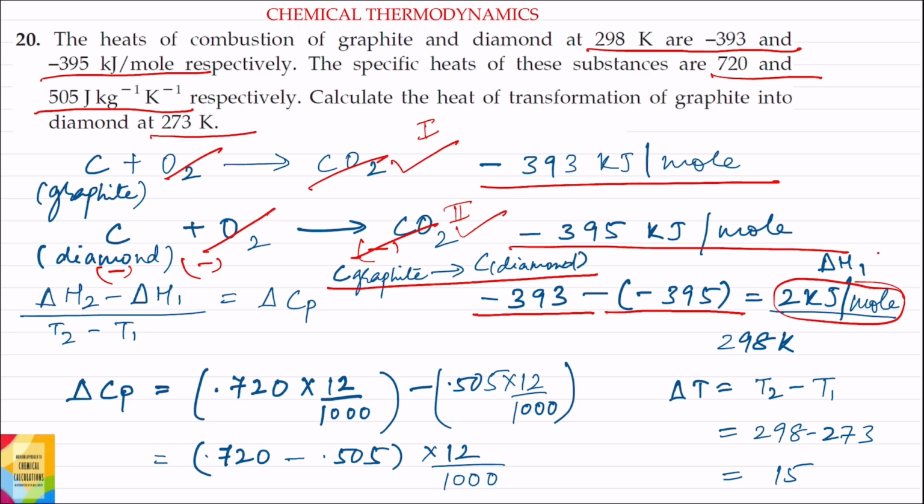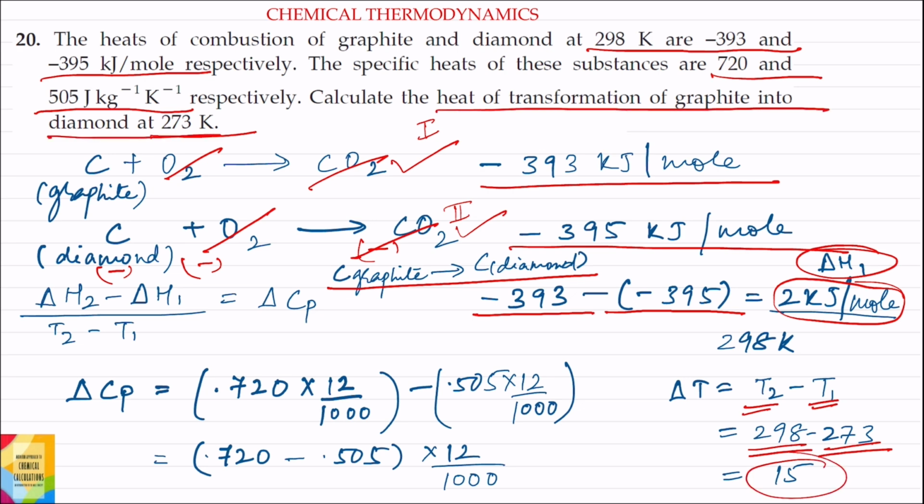Let this be delta H1. Now value of delta T will be T2 minus T1, that is 298 Kelvin minus 273 Kelvin, which is equal to 15. Now we have to calculate the heat of transformation of graphite into diamond at 273 Kelvin. The formula used will be delta H2 minus delta H1 divided by T2 minus T1 is equal to delta C. If it is at constant volume, then it will be delta CV, and if it is at constant pressure, then it will be delta Cp.